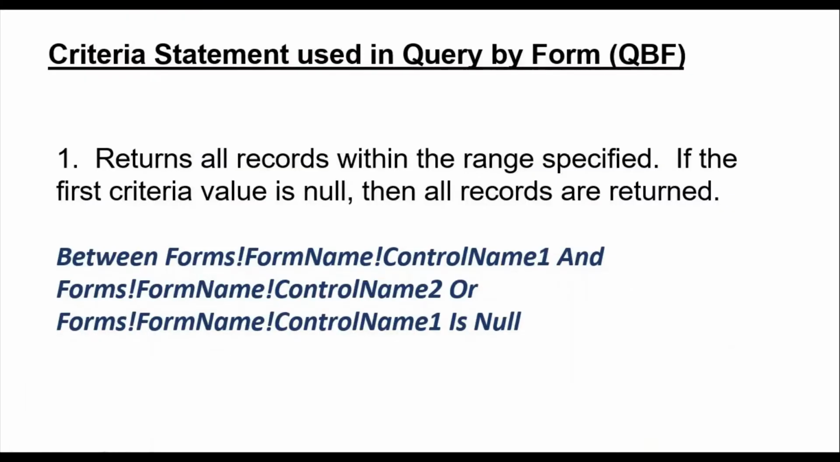Now that we are discussing query by form or QBF, the criteria that we discussed in the previous video entitled Filtering Data in Query are not enough. In QBF, if you are dealing with range values, for example, you are looking for IDs from 2 to 5, here is the applicable criteria.